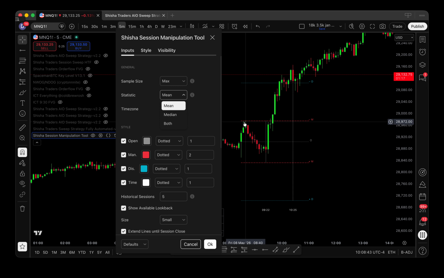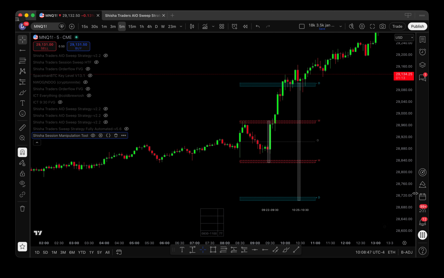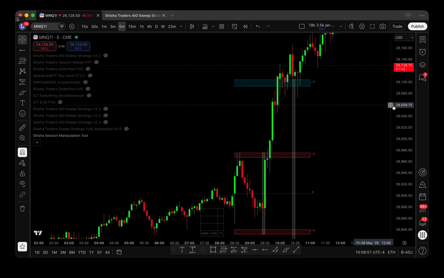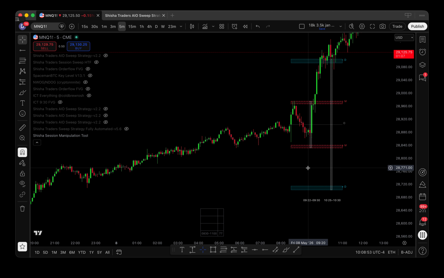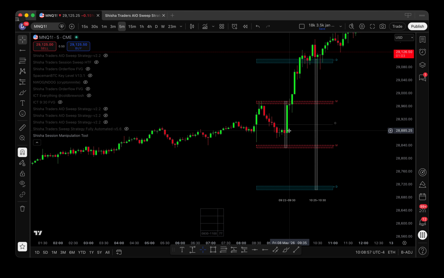You can see mean is more accurate, but you can do both. And that gives you zones. You see, it gives you zones. And you can see from 9:22 to 9:30, we expect the manipulation to finish. Boom. We expect the manipulation level to be here and done and be over with. Boom. Exactly 9:22 to 9:30, we hit that.